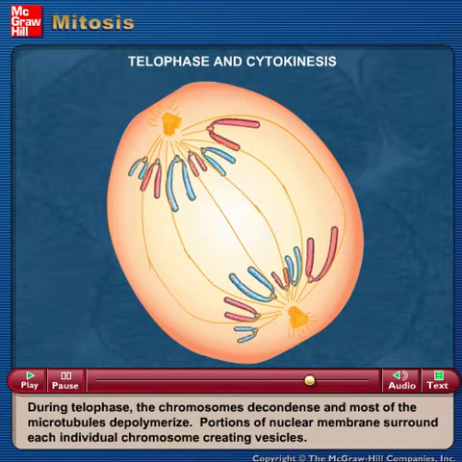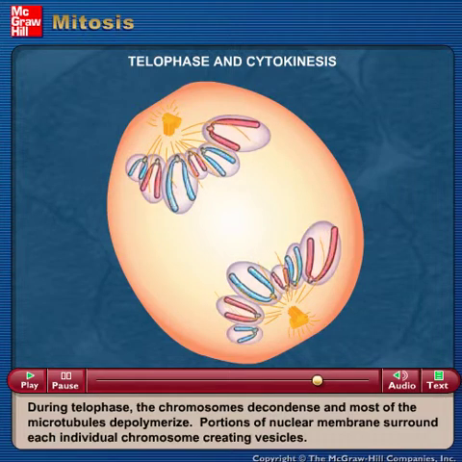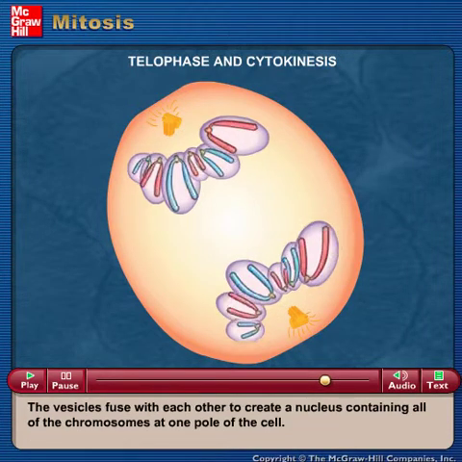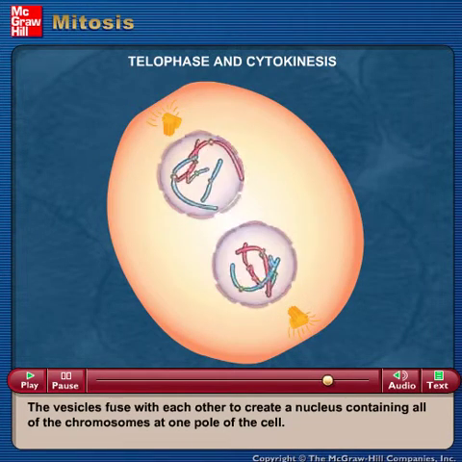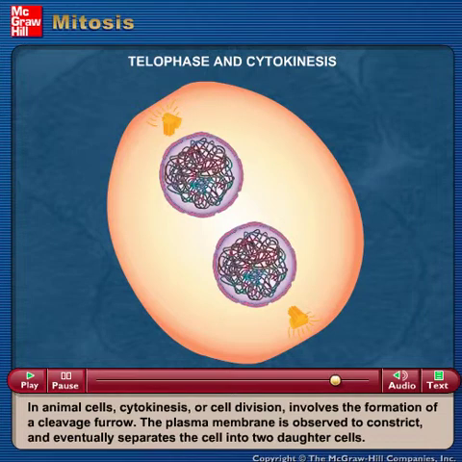During telophase, the chromosomes decondense and most of the microtubules depolymerize. Portions of nuclear membrane surround each individual chromosome, creating vesicles. The vesicles fuse with each other to create a nucleus containing all of the chromosomes at one pole of the cell. In animal cells, cytokinesis or cell division involves the formation of a cleavage furrow.